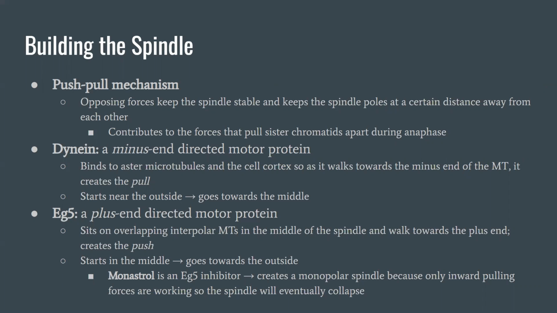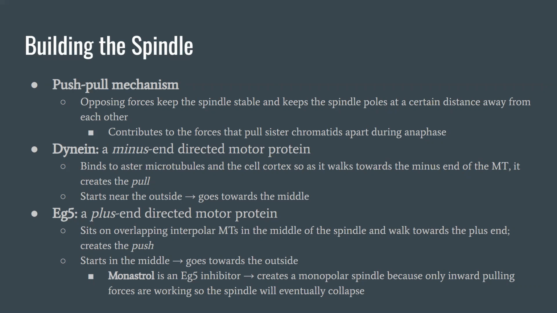Now we have EG5, which is a plus end directed motor protein. It starts in the overlapping interpolar microtubules in the middle of the spindle and walks towards the plus end, which creates a push mechanism. It starts in the middle and goes towards the outside. So dynein is a minus end directed motor protein that creates the pull. EG5 is a plus end directed motor protein and creates the push. These two proteins work to build the spindle by creating this push-pull mechanism.